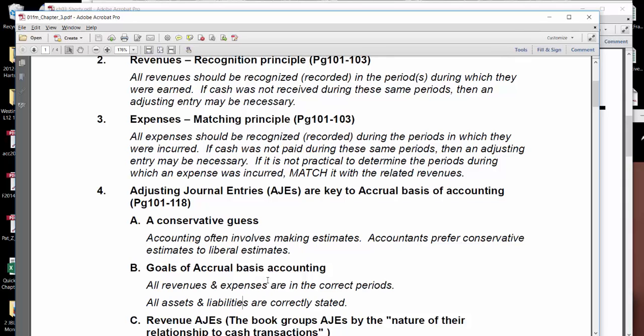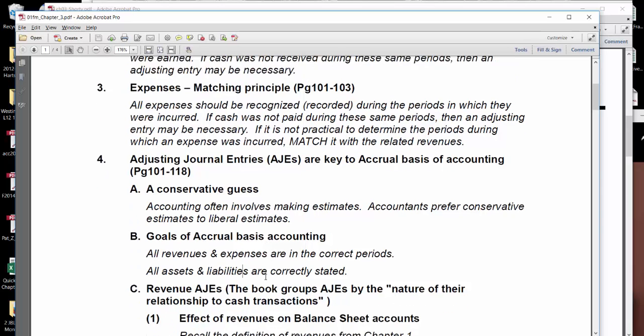Now, there are two kinds of accounts that we can make adjusting entries directed towards, and there are 3 and 2 types of adjusting entries for them respectively. So it's a total of about 5 different types of adjusting entries. That's really all you need to know, these 5 formats.